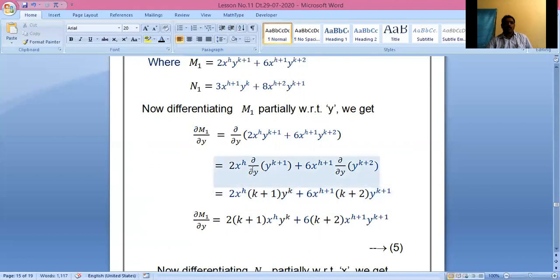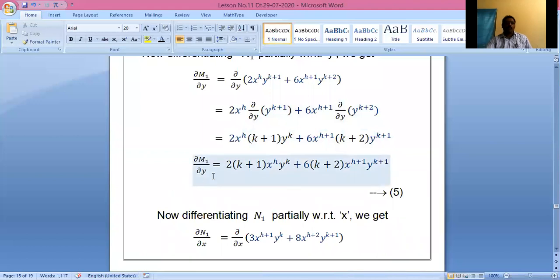that is equal to 2 into x to the power of h into dou by dou y of y to the power of k plus 1 is k plus 1 into y to the power of k, plus 6 into x to the power of h plus 1 into dou by dou y of y to the power of k plus 2 is k plus 2 into y to the power of k plus 1. Therefore dou m1 by dou y is equal to 2 into k plus 1 into x to the power of h into y to the power of k, plus 6 into k plus 2 into x to the power of h plus 1 y to the power of k plus 1. Let this equation be 5.